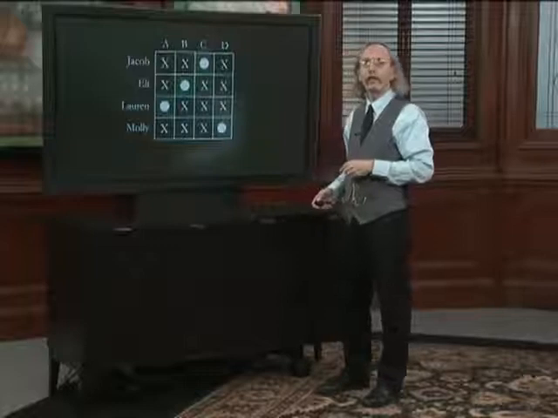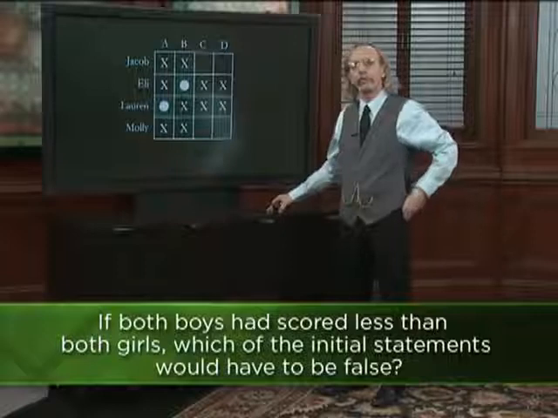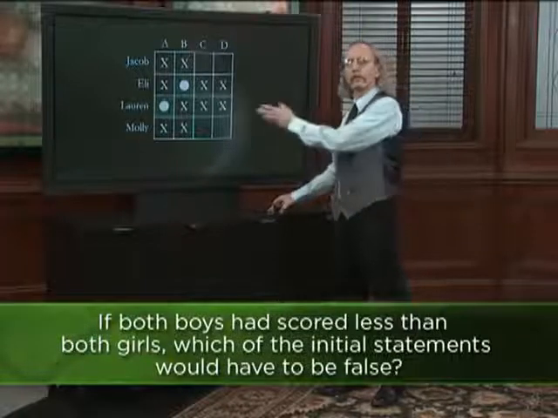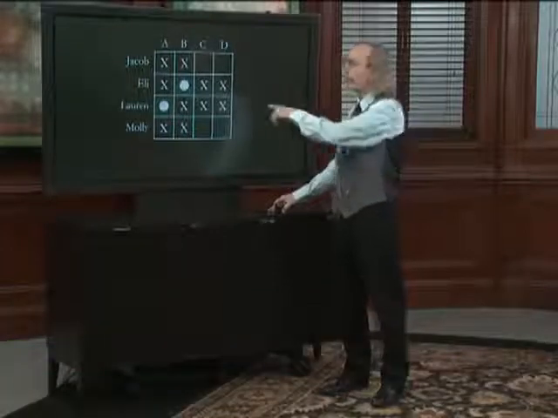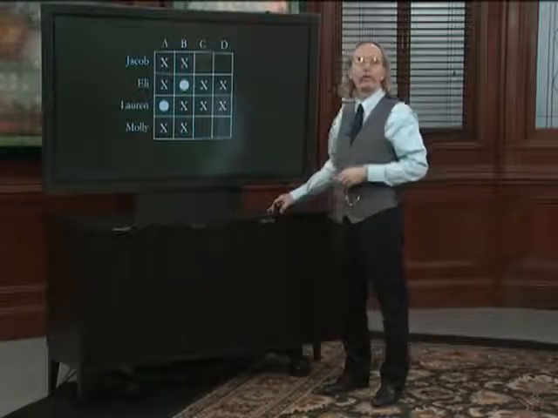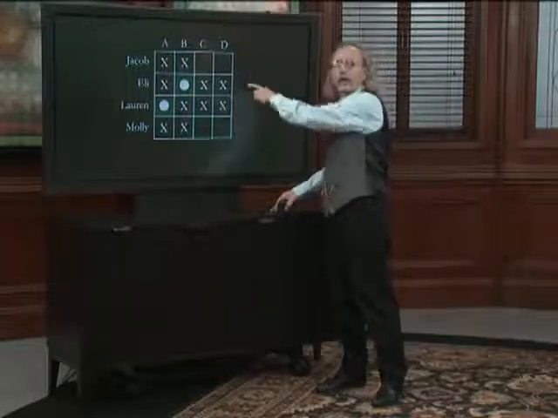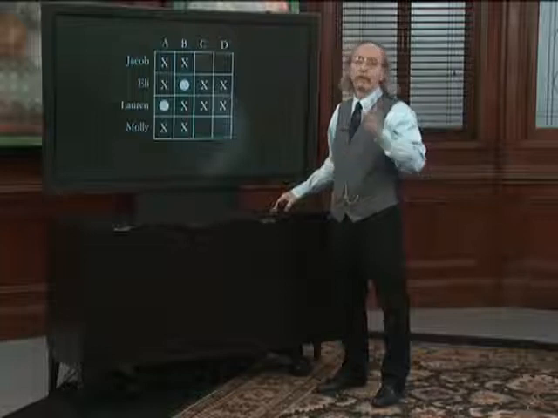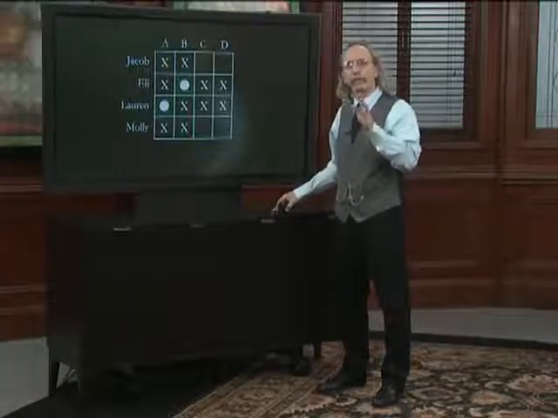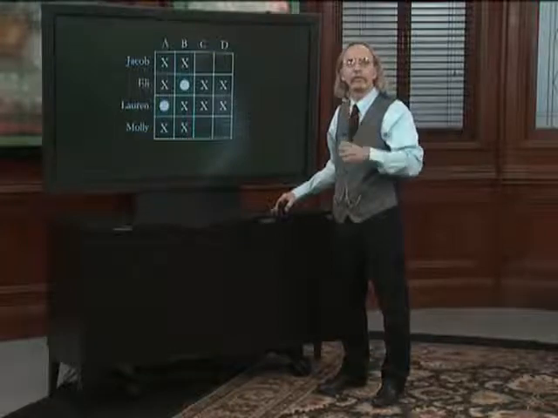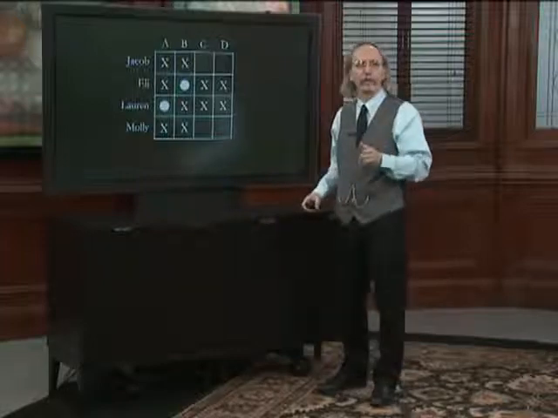And how about that last question? If both boys had scored less than both girls, which of the initial statements would have to be false? Well, it wouldn't have to be false that both boys scored less than Lauren. In fact, that would have to be true. But it couldn't be true that Eli got a B unless more than one student got the same grade. So in that case, one of these initial pieces of information would have to be false, either that Eli got a B or that each student got a different grade.